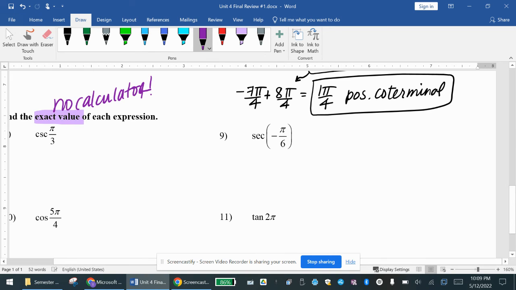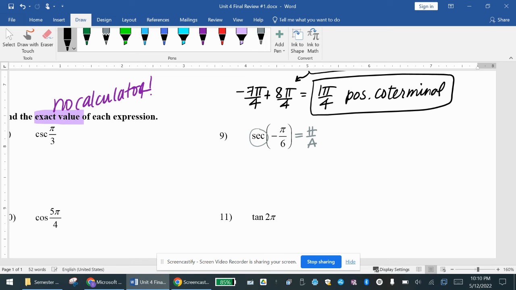All right, so take a look at number 9. They're asking for the secant of negative pi over 6. So what we did first is we wrote ourselves a little note that secant is asking you for the reciprocal of cosine. So instead of adjacent over hypotenuse, we want hypotenuse over adjacent. And actually, when we learned this, I would write it over here. Secant is hypotenuse over adjacent.